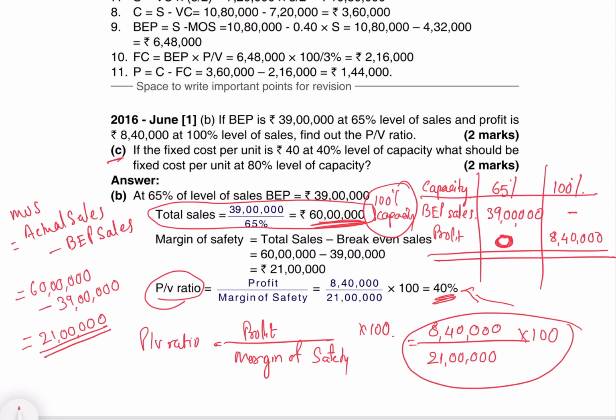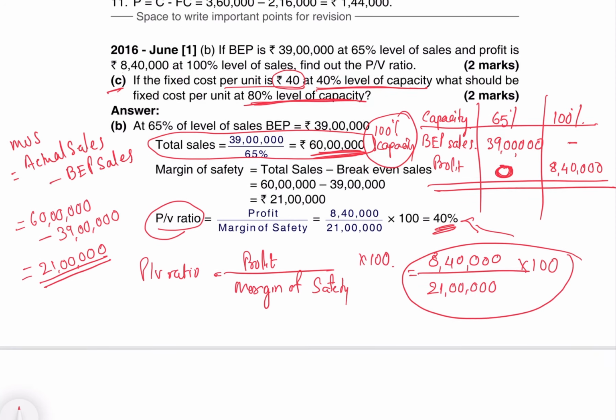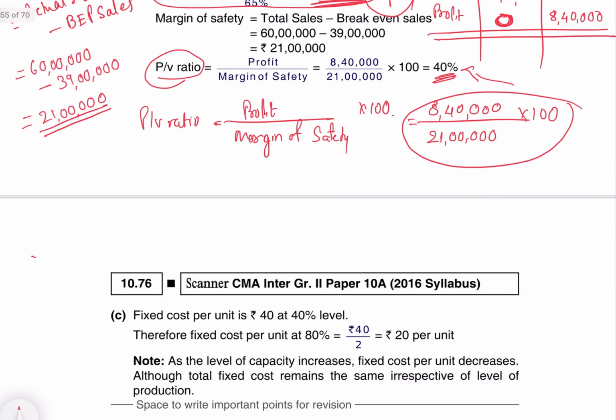Now C, next question. If the fixed cost per unit is rupees 40 at 40% level of capacity, what should be the fixed cost per unit at 80% level of capacity? So actually you have to keep in mind that fixed cost per unit is 40 at 40% level capacity, and therefore the fixed cost per unit at 80% will be the half.